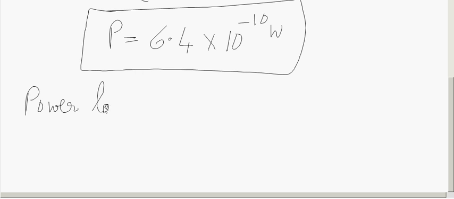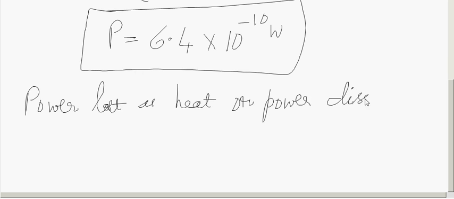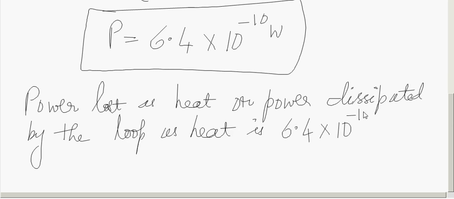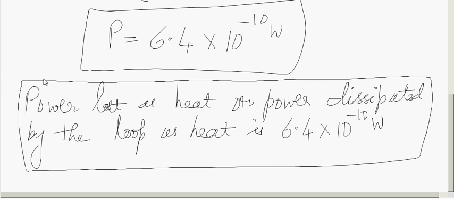The power lost as heat, or power dissipated by the loop as heat, is 6.4 into 10 to the power minus 10 watts. Now hope you understood this problem.